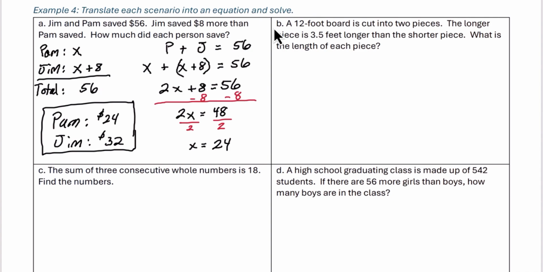In part B, a 12-foot board is cut into two pieces. The longer piece is 3.5 feet longer than the shorter piece. What is the length of each piece? Similar to the previous example, we have two unknowns here. We have a long piece and a short piece.